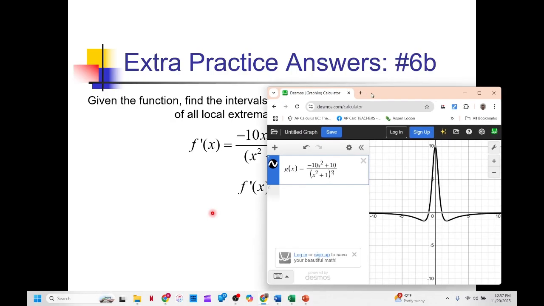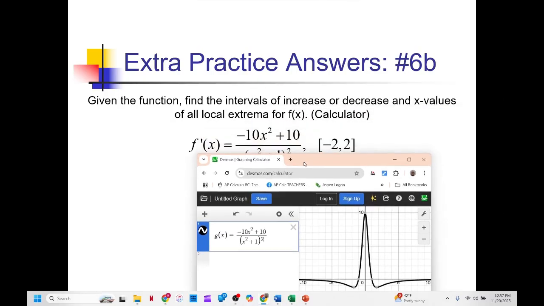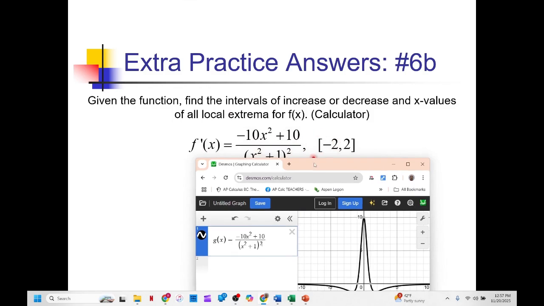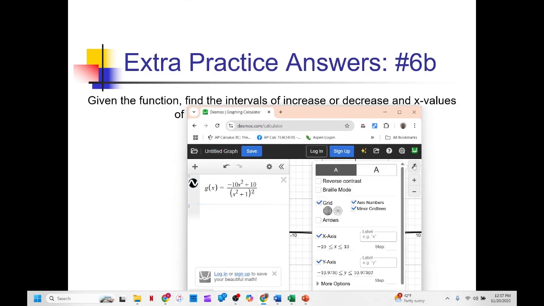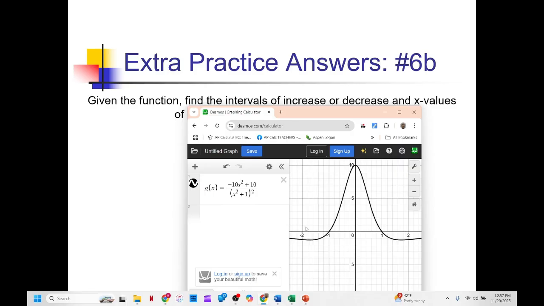So this is the crazy function we're looking at, and they gave us the interval from negative 2 to 2. So I'm going to make my interval go from, we'll do negative 2.5 to 2.5, just so I can see everything I need to. So there we are. My x-intercepts, if I click on the function and then click on the gray dots here, we've got negative 1 and positive 1, and that's it.